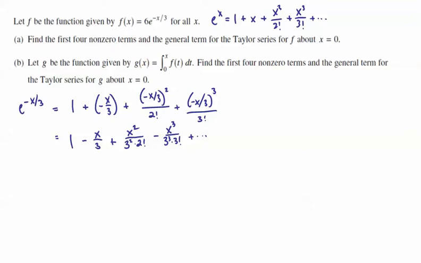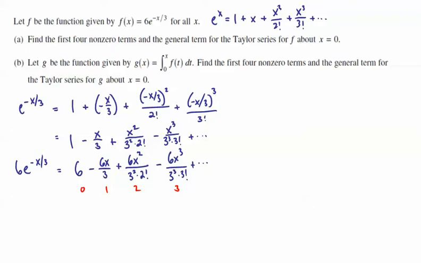Then, if we want 6 e to the negative x over 3, that would give us 6 minus 6x over 3 plus 6x squared over 3 squared times 2 factorial minus 6 times x cubed over 3 cubed times 3 factorial. So then I'll label n, and let's see what we have here.